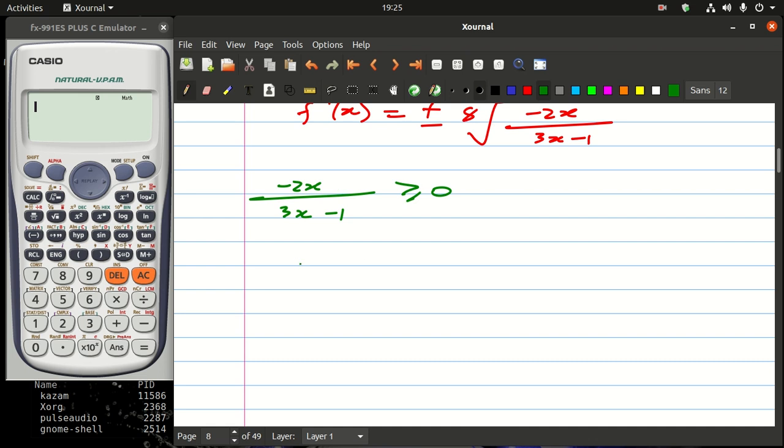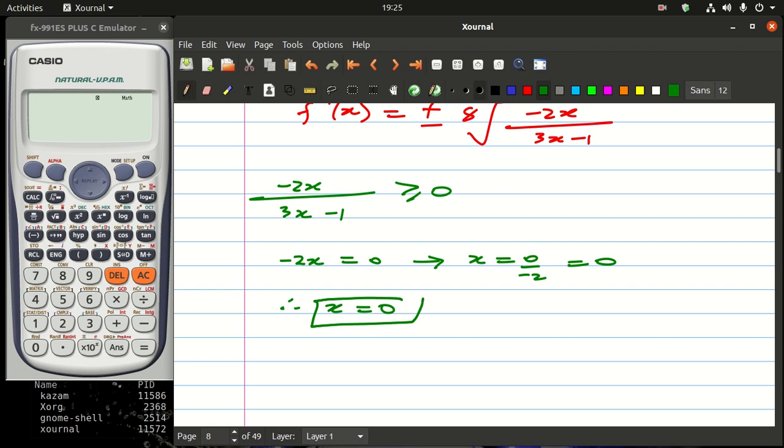To solve the inequality, we want critical values. In other words, I want to first set the numerator equal to 0, which means that I'm going to have x is equal to 0 divided by minus 2, which is equal to 0. Therefore, x equals 0 is one critical value. I have this critical value coming from the numerator and have greater or equal to 0, so this critical value should be shaded on the number line.